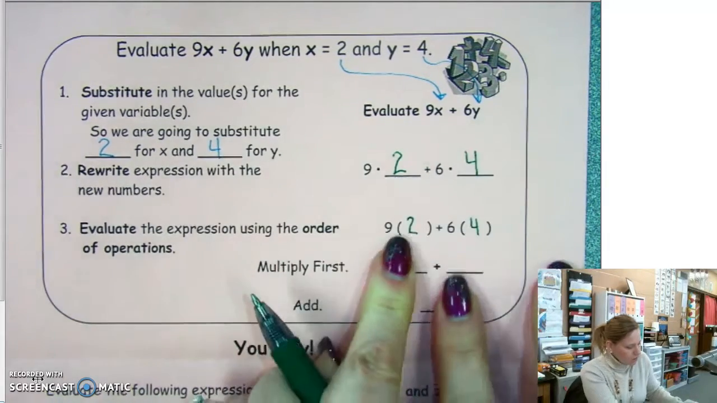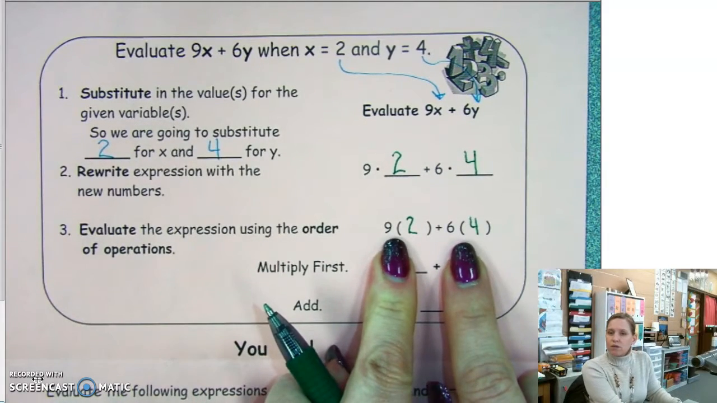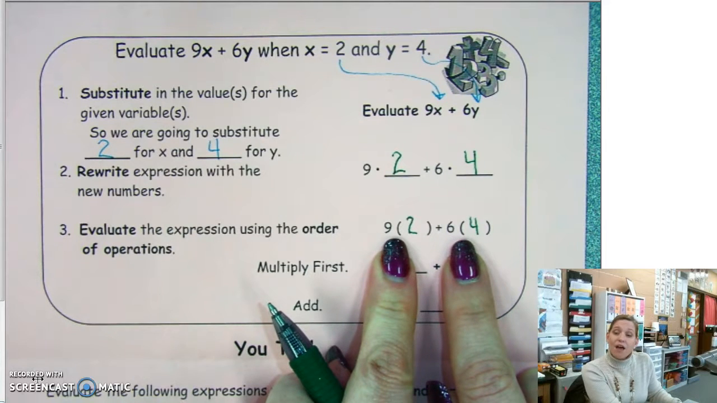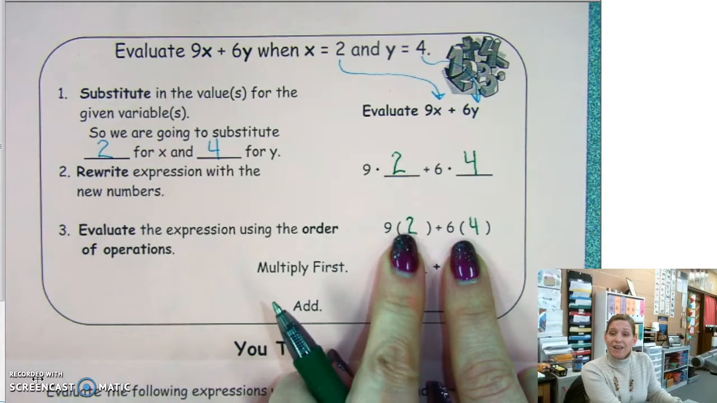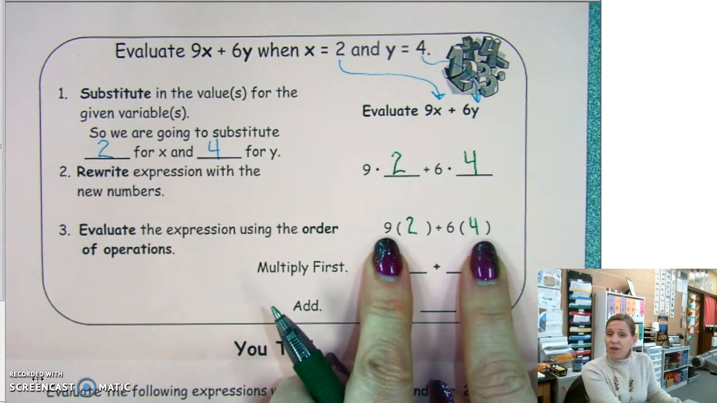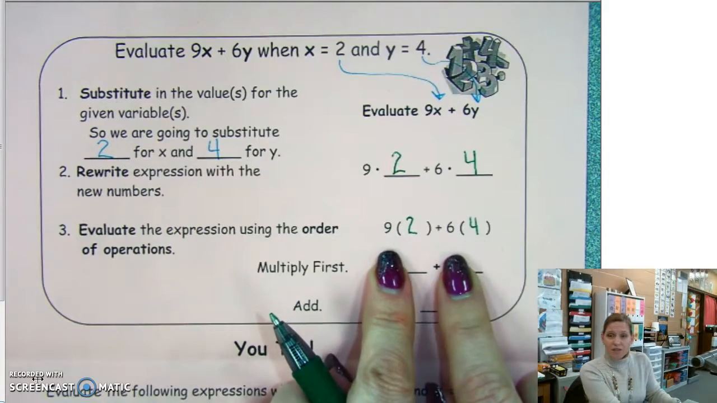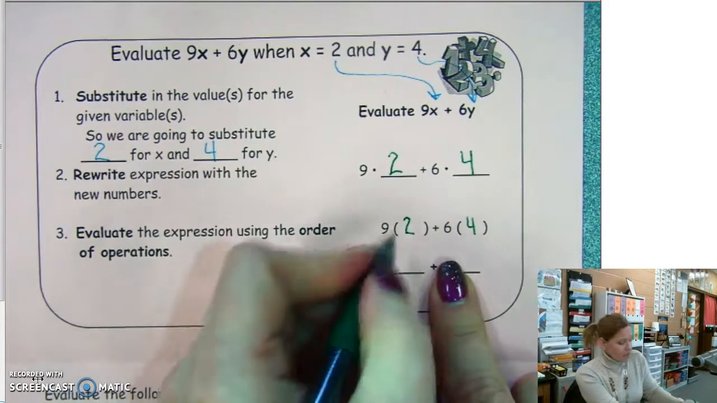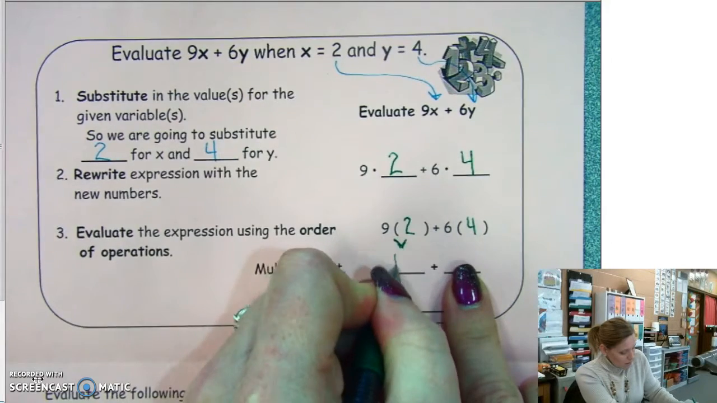Now what did I do? Do you notice the dot has disappeared? What did I use instead? I used the parentheses. It still means to multiply, but it's another way that you can see it. It means the same thing when the dot starts disappearing. So let's solve it. 9 times 2 is 18.